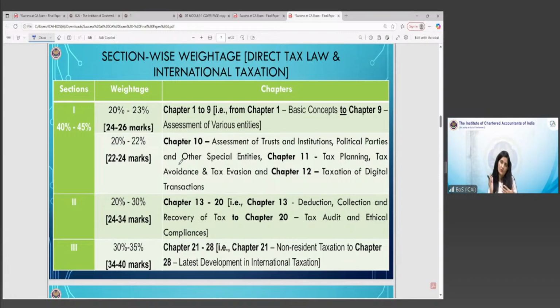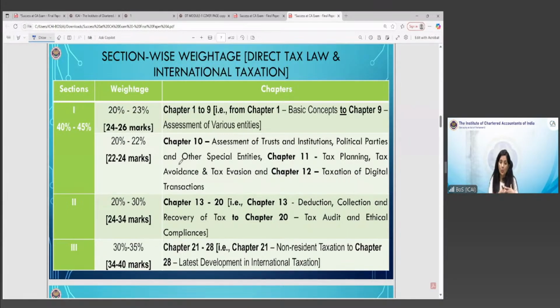Then the last one is your international taxation. International taxation has a wide range of professional opportunities. I must say there are professional opportunities in international taxation. A specific section is given in this paper also, to have a basic understanding of these international tax law provisions. It has a specific weightage. So according to the provisions of the income tax law, the weightages are being assigned.